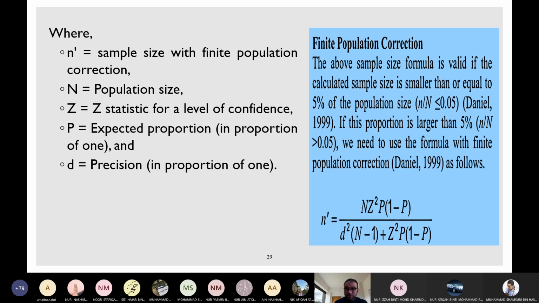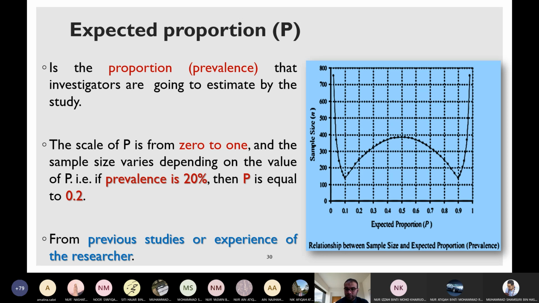Just an example of equations that can be used. The finite population correction, you can see here maybe this calculation, and the sample size, population size, and these statistics for level of confidence, and this expected proportion again, and the precision as highlighted earlier. Expected proportion, the one we talk about, the estimate, most of the time is a percentage.